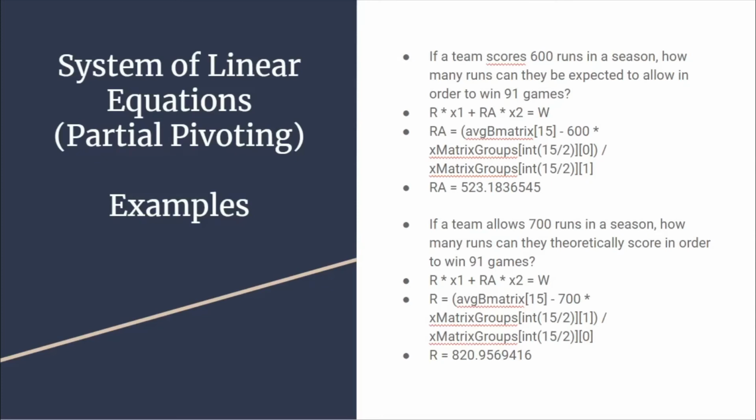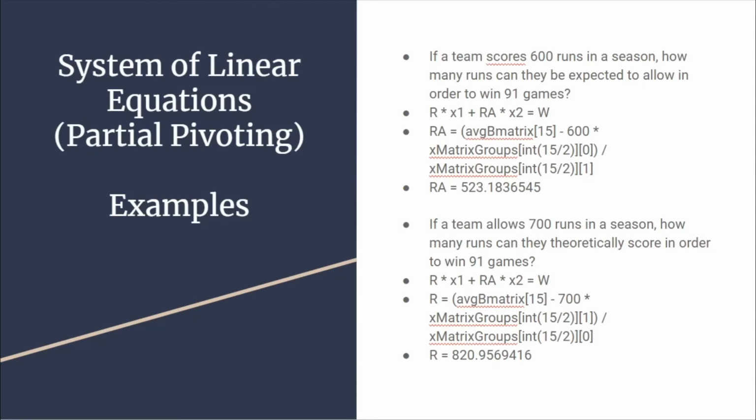Now for some examples. So if a team scores 600 runs in a season, how many runs can they be expected to allow in order to win 91 games? When we solve for the runs allowed value using our X matrices, we find that in order to score 600 runs in a season, they would have to allow 523 runs on average.